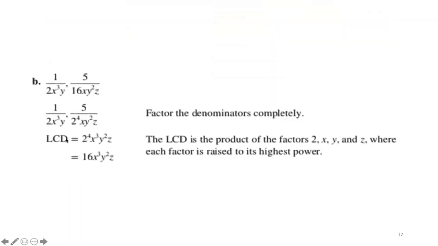Okay, same thing for this one. We have to factor everything out, and notice that you have a 2 here and 2 to the 4, so you pick 2 to the 4. x cubed, x, so pick x cubed, and then y squared, so you pick y squared. z, there's no z elsewhere, so you pick the z. You get the LCD, 16x cubed y squared z. Again, the reason why this works is because 16 is a multiple of both, because we pick the highest power. And for x cubed, we pick the highest power, so it's a multiple of x and a multiple of x cubed. So basically, pick the highest power so that we have a multiple of both.